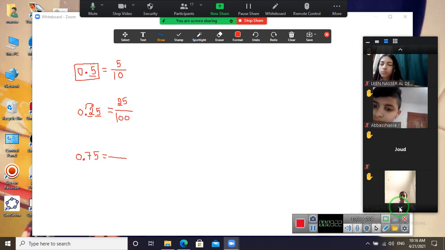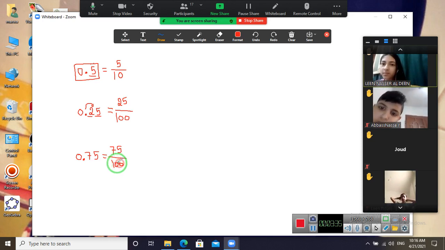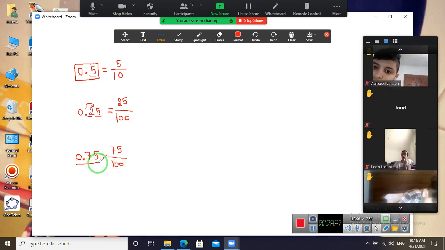I will move to Lin Nasruddin to solve the last one. Lin? 75 over 100. Okay, can you read for me how we can read it in word form? 75 hundredths. Excellent, 75 hundredths.